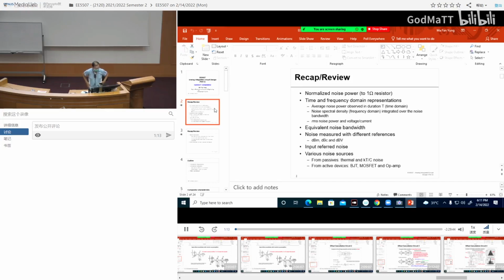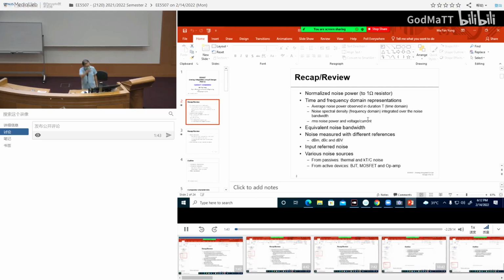All right, so here are some of the key points. Noise power, sometimes you normalize to a resistor, and normally it's normalized to 1 ohm. And then you can look at noise in the time and frequency domain. For the time domain, you see what is the average noise power within a certain time window. More useful, in the frequency domain, you can see the noise spectral density plot. That means what is the property of the noise over frequency. From the noise spectral density plot, to find the noise power, you just integrate over the bandwidth.